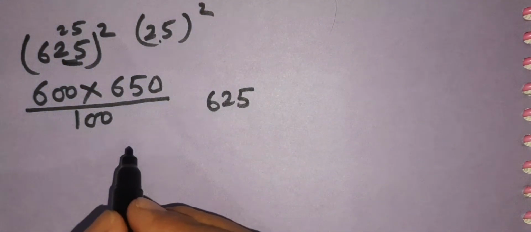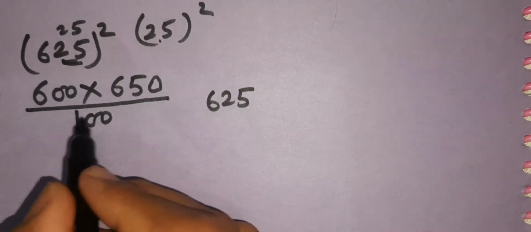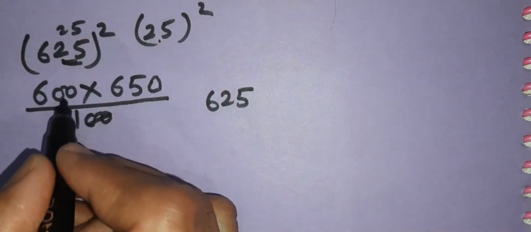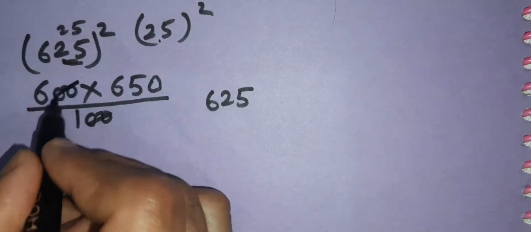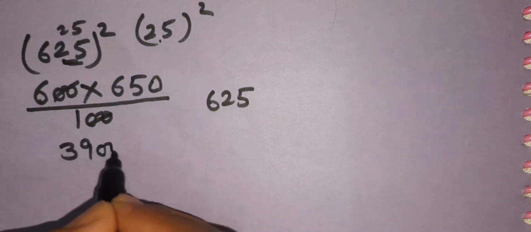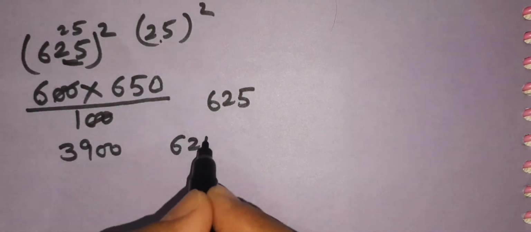I hope you are going to like it. It's very interesting. Now the second step is going on. Cancel these two zeros with these two zeros. Multiply 6 by 650, we get 3900, and write 625 on the right.